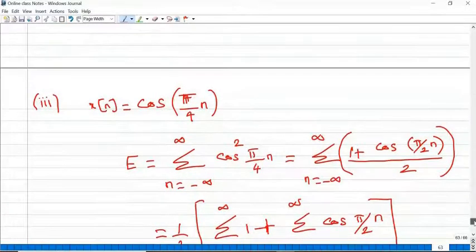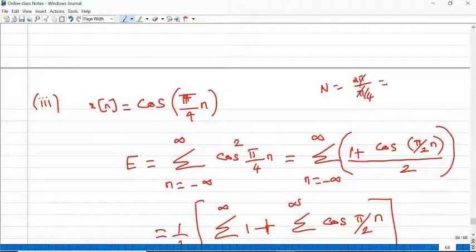So cos pi by 4n. Okay. Cos pi by 4n is a periodic signal, correct? You substitute n equal to 2 pi by 4, pi will be cancelled. So there is no root term or pi term. Therefore, cos pi by 4n is a power signal. Just a hint for you.